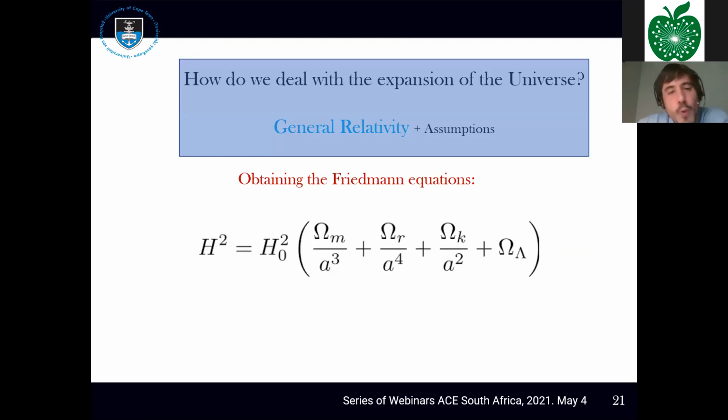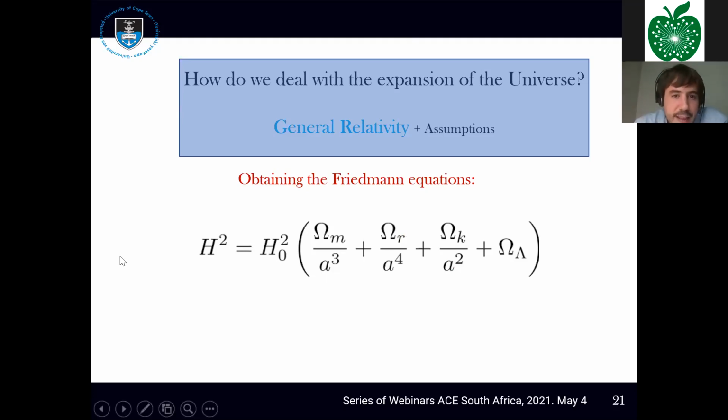Okay, and what we get from this combination of general relativity assumptions and the universe expanding are what we call the Friedmann equations. There is more than one, but I'm going to focus on only one of them. So what we have here is H0. Remember that H0 is the rate of expansion of the universe nowadays. This is the constant I showed you before in Hubble's law.